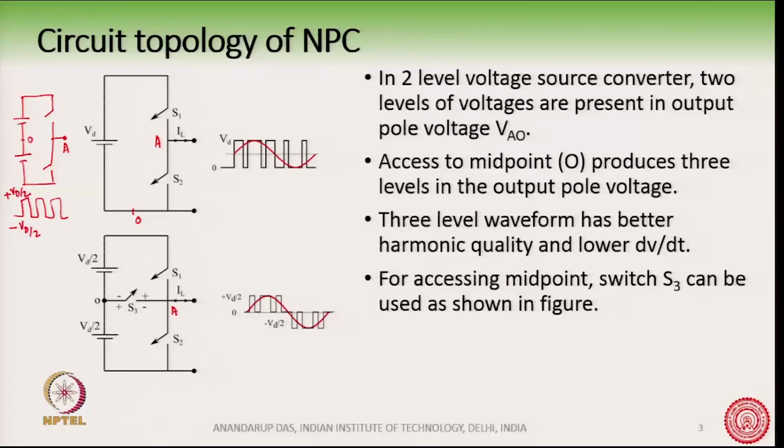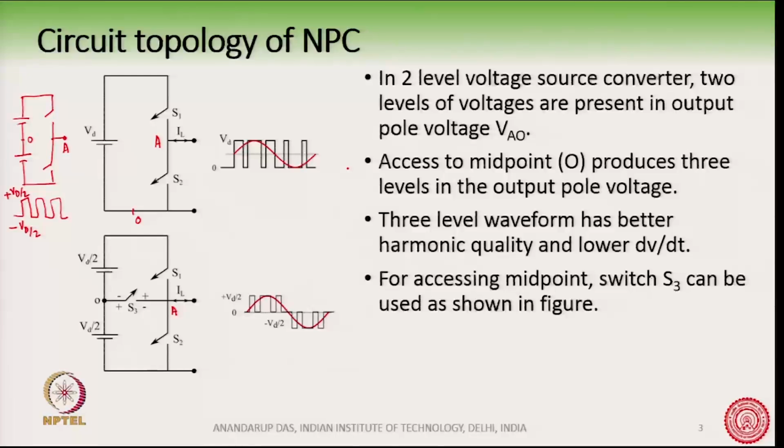again 2 levels, plus Vd by 2 and minus Vd by 2. The 0 level does not exist. If I take the 0 level to be at the bottom, then I have 0 and Vd, as I have shown it in this waveform.